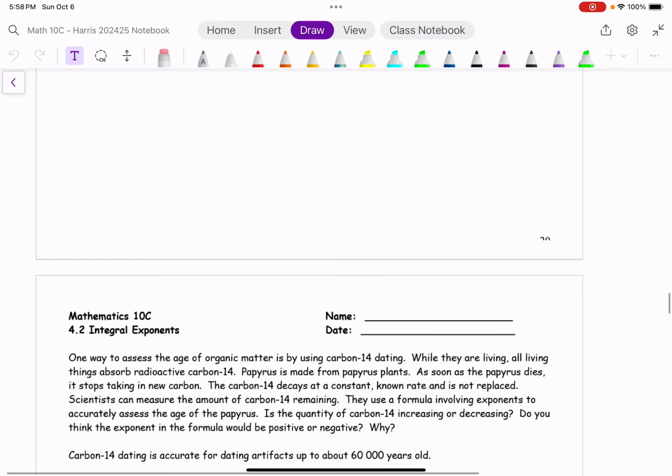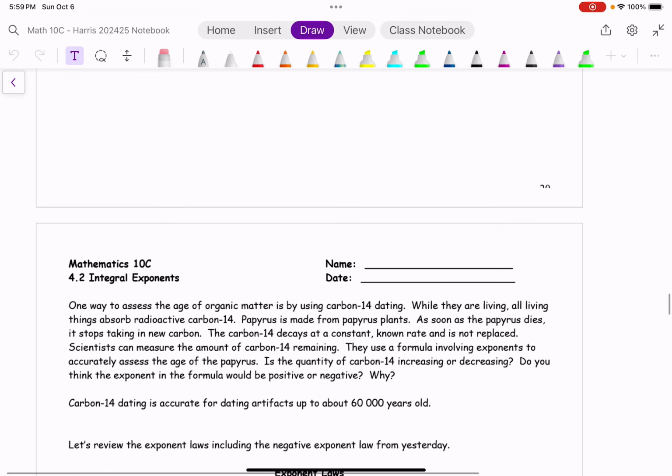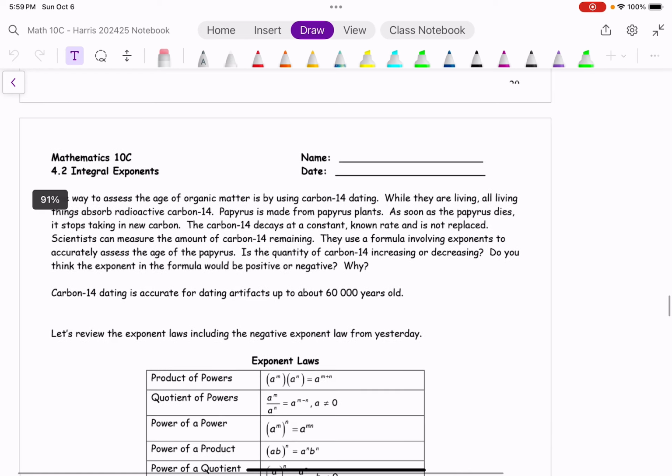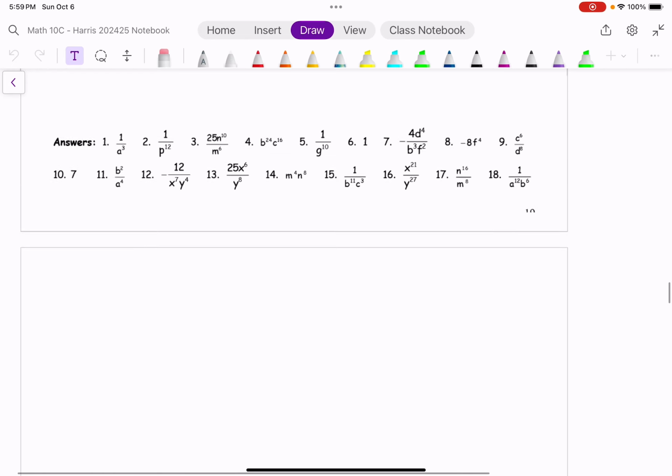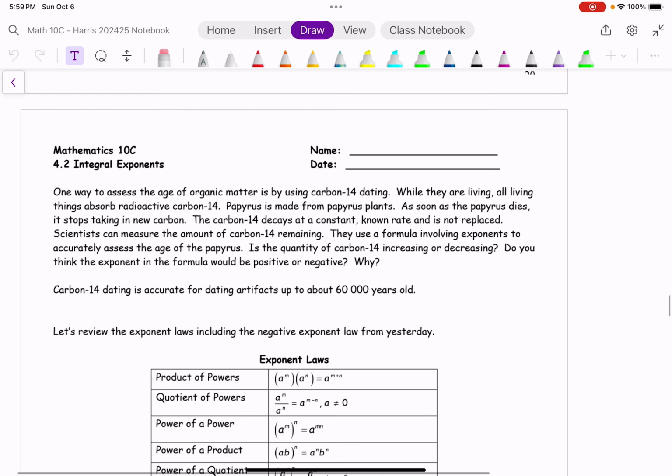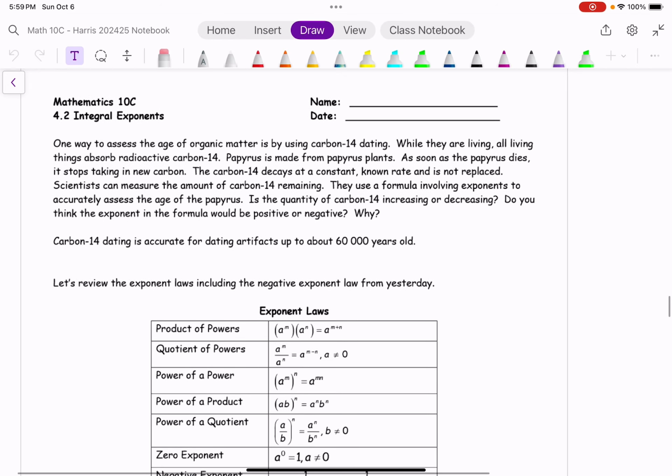Okay, good morning, grade 10. I would like all of you to turn to page 21 in our new booklets. I believe they're pink. We're talking about 4.2.